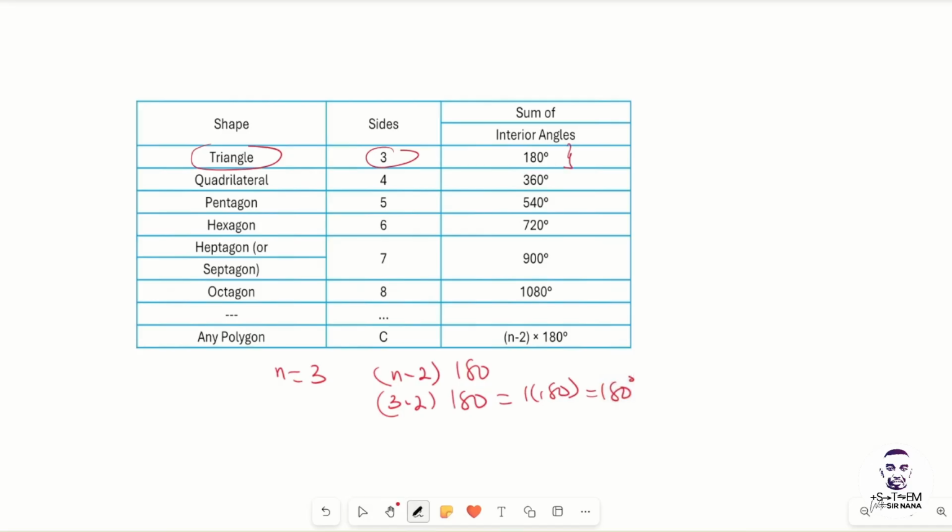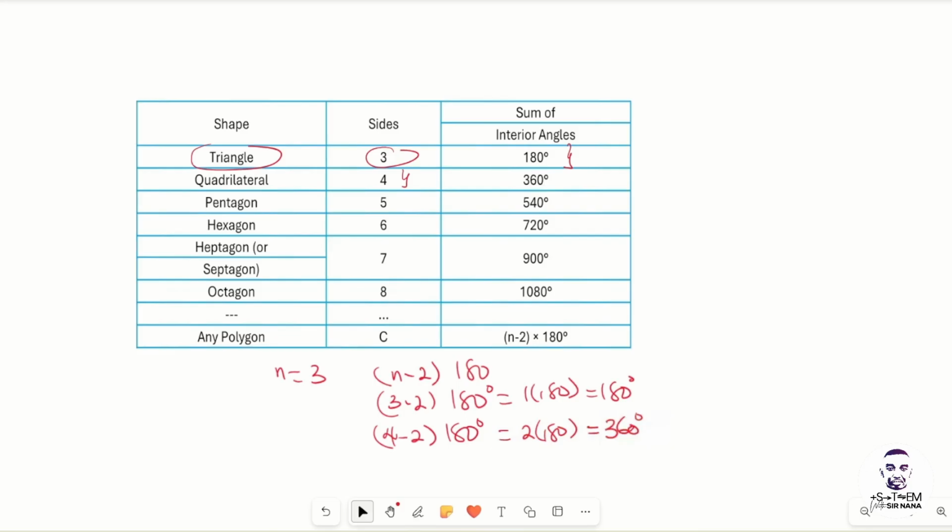Let's try the quadrilateral, 4. So it means that it is 4 minus 2 multiplied by 180, as we've looked at intuitively when looking at all the shapes, right? So 4 minus 2 multiplied by 180 gives us 2 multiplied by 180, and that gives us 360 degrees.